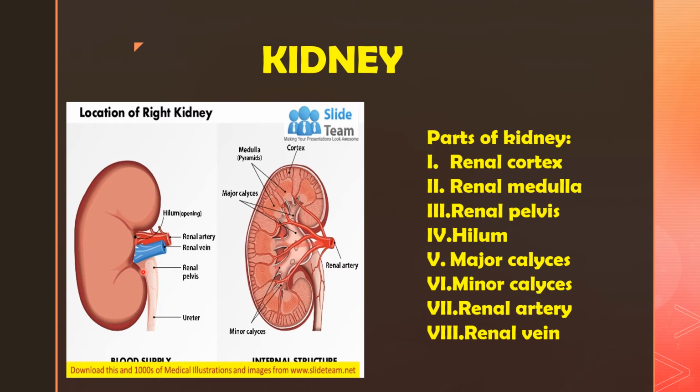Actually, kidneys are a pair of bean-shaped, reddish-brown structures. See, it looks bean-shaped and reddish-brown, located just above the waist, one on each side of the backbone. The right kidney is positioned slightly lower than the left one.